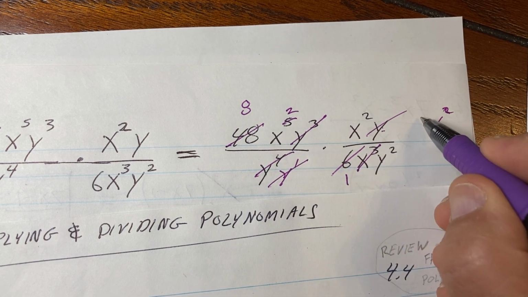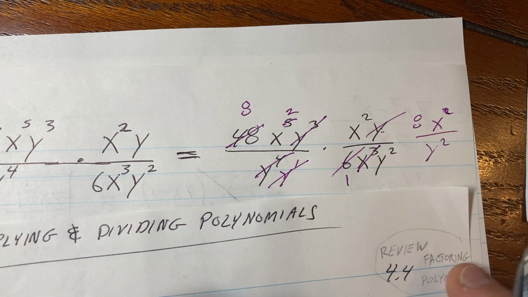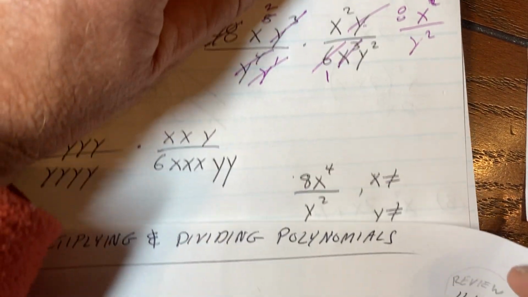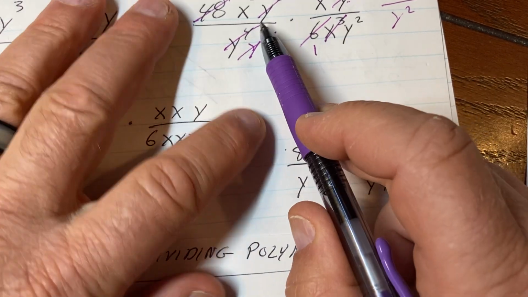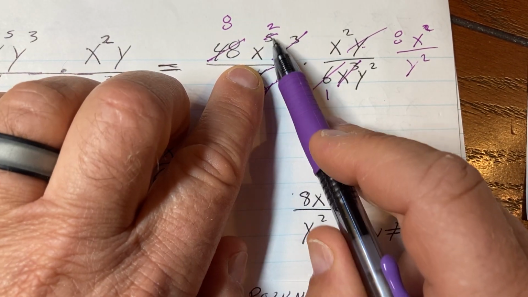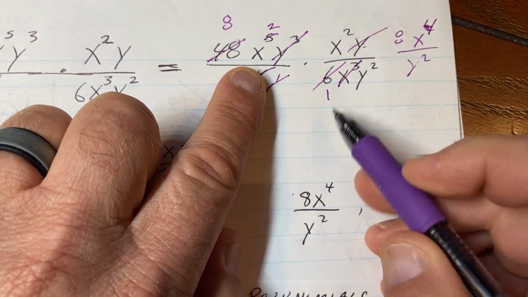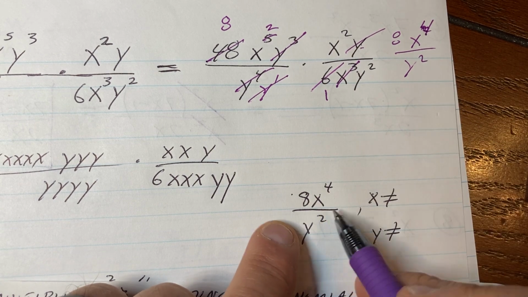You have an 8 on the top. You have a y squared on the bottom. And when you do that, you get 8x to the 4th. Wait a minute. Oh, so here's x squared. Here's another x squared. So that's x to the 4th. And that's why. 8x to the 4th on top, y squared on the bottom.